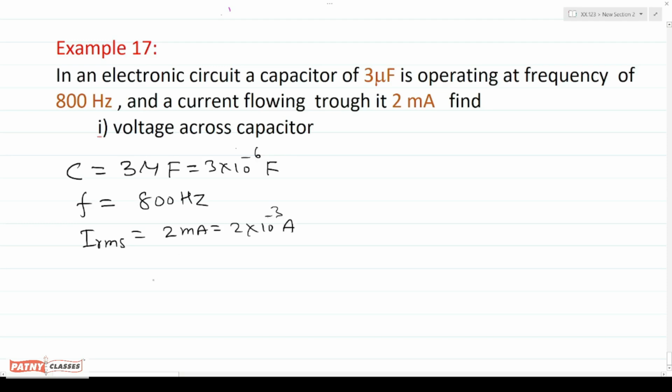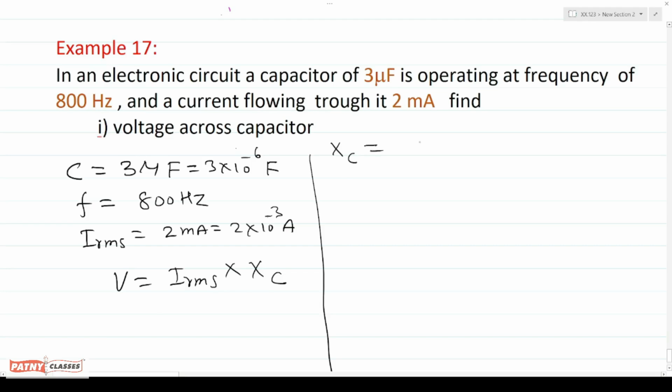Now we need to find voltage across capacitor. For that, voltage across capacitor given by IRMS multiplied by capacitive reactance. Now we don't have the value of capacitive reactance, so first we'll find out XC.